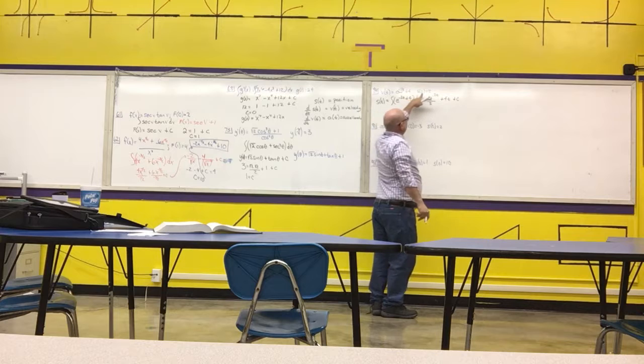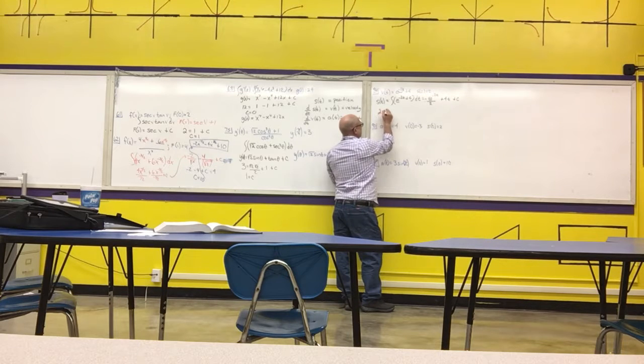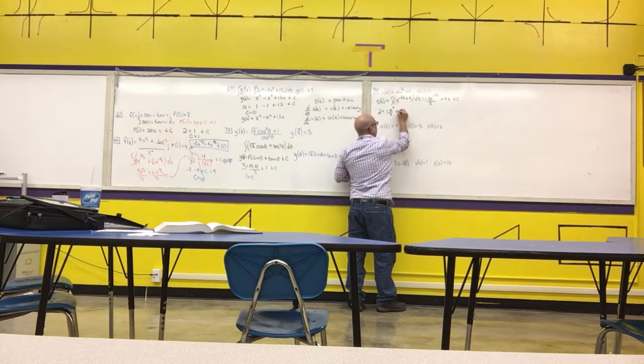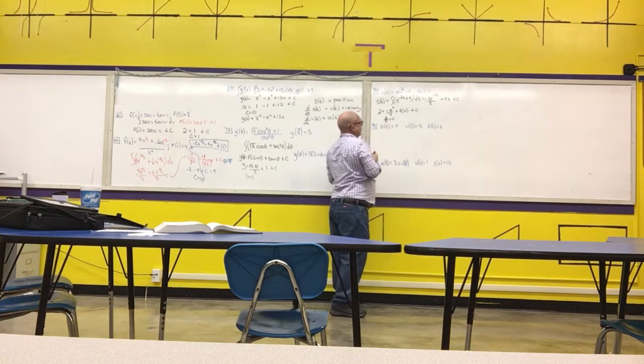And it says when I put a 0 in for t, I get a 2 for my answer. So I know that 2 is equal to negative e to the 0 over 2 plus 4 times 0 plus c. E to the 0th is 1, so that's negative 1/2 plus 0. So I'm going to add 1/2 to both sides, and that's going to give me 5/2 is equal to c.